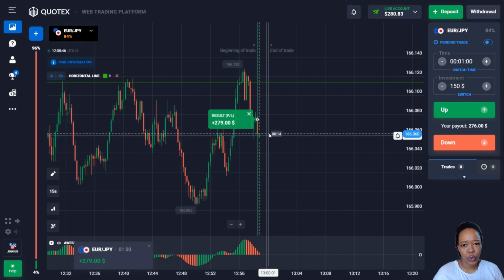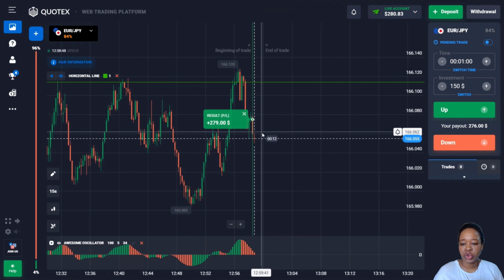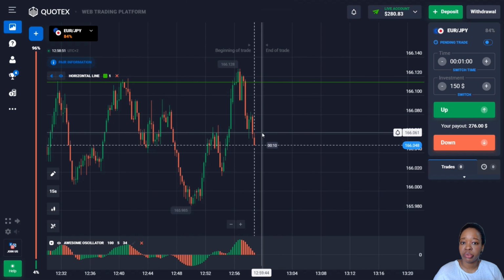Well friends, this is quite good. You can see that I was able to make very good profit. We managed to catch the downward movement, which is still continuing, and I made very good profit.